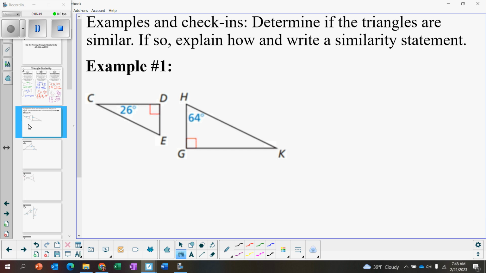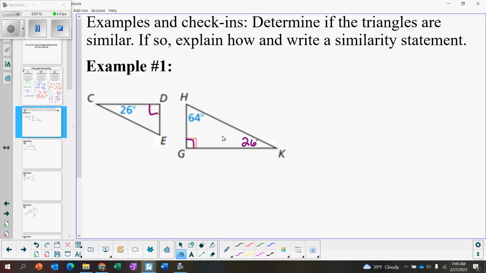So for all the next examples and check-ins, we're going to determine if the triangles are similar. If so, explain how and write a similarity statement. So here, I know I have a right angle involved, so that matches so far. But then I have two triangles, so I'm going to find the third angle in one of them. So let's say I add 64 and take that away from 80. I get 26 degrees for my missing angle here.